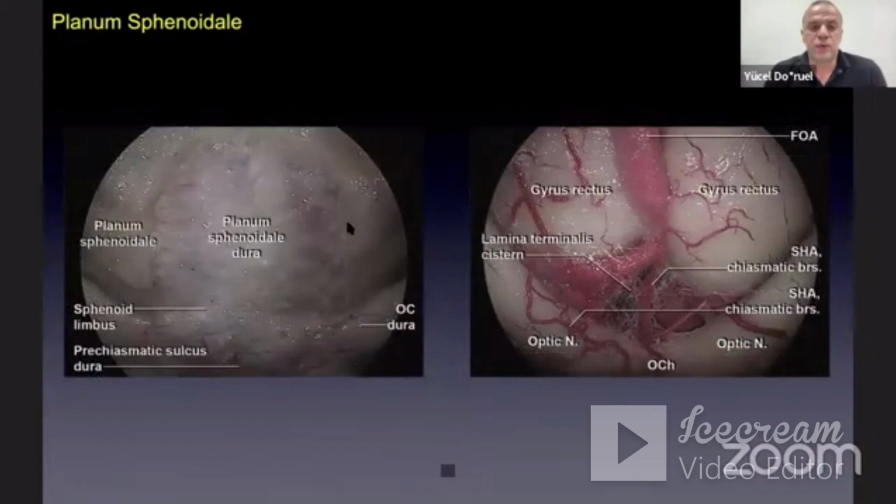Also, we can use this approach, this corridor, this sinus, to reach the planum sphenoidale pathologies. The planum sphenoidale bone is just superior to the prechiasmatic sulcus. And after we remove this bone, we can see the planum sphenoidale dura. And after we open the dura, here is the frontal lobe, gyrus rectus, and vascular structures.